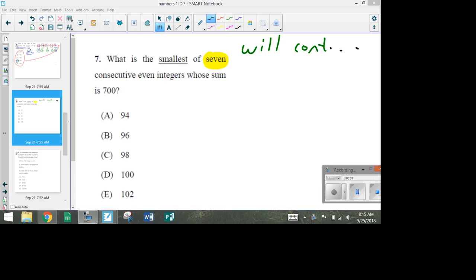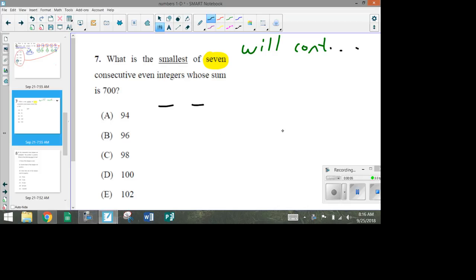If there are 7 consecutive even integers, the sum is given. We add them up. The result is 700. So what should I do next? Divide by 7. Which number am I going to get? 100. Yes, it's 100.